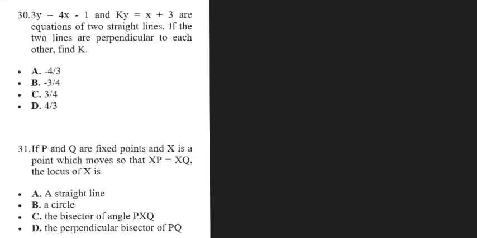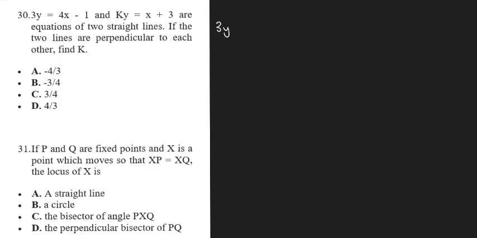Number 30 says 3y is equal to 4x minus 1 and ky equals x plus 3 are equations of two straight lines. If the two lines are perpendicular to each other, find k. Of course, this is talking about perpendicular. I remember in the previous question we said that whenever you have a line that is perpendicular, it forms a right angle. And when you are taking the inverse, you turn the fraction upside down, that is the gradient, and add a negative sign, right? So let's try it and see.